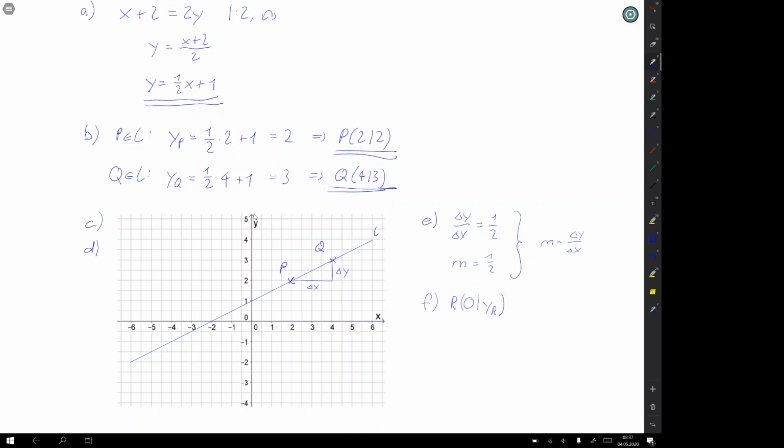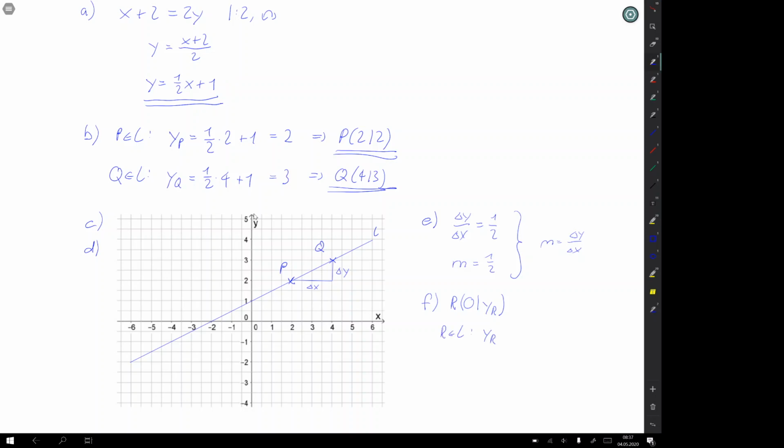In task F, we're given the point R with x coordinate being 0 and y coordinate yr. This point lies on the line, and we should find now yr and then compare it to q again using this equation here. So do that on your own, and here comes the solution.